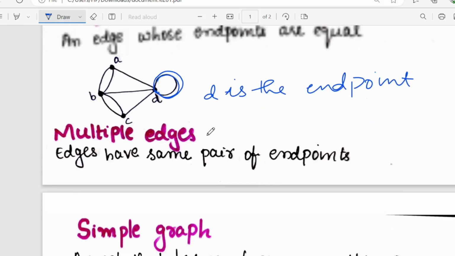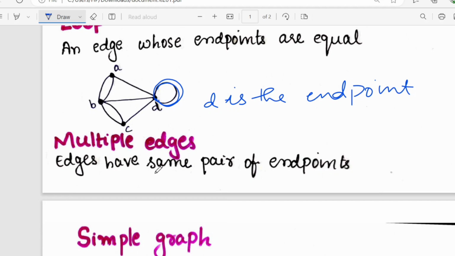Next is multiple edges. Multiple edges are edges having the same pair of endpoints. You can see these two multiple edges. They have the same pair of endpoints, A and B. Edges with endpoints B and C are also multiple edges. They have the same pair of endpoints, B and C.